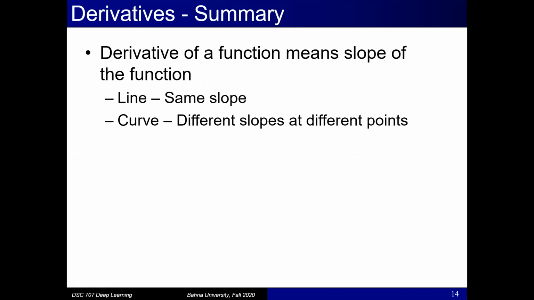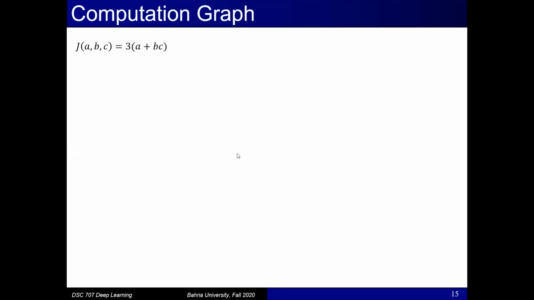But if you have a curve, then depending upon whether it's a square or a cube or a power of 4 or whatever it is, you will have different values of slope at different points. Right? So next we have a computation graph. But before that, if you have any quick query related to derivatives, please let me know. Else I straight away move to the next topic, which is computation graph.